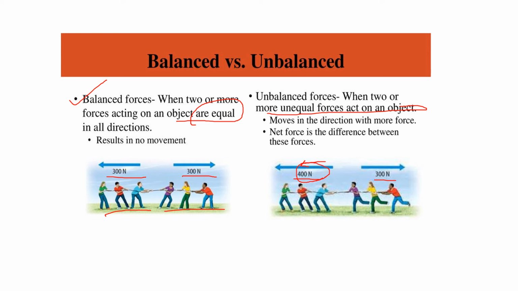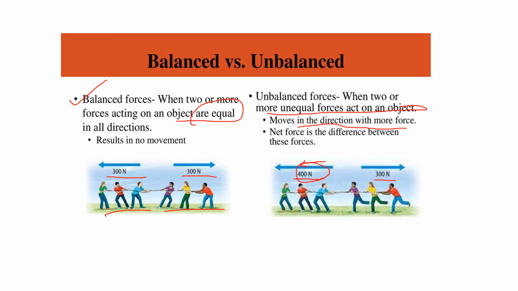Okay. So the object will move in the direction where we have more force. What will be the total force in this case? Your total force will be the difference of both the forces which are applied in both directions. That is 400 minus 300. That will be the net force, the total force in this case. So balanced and unbalanced force.